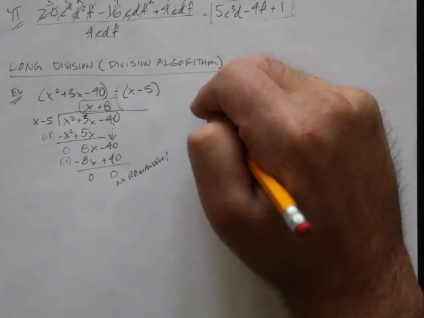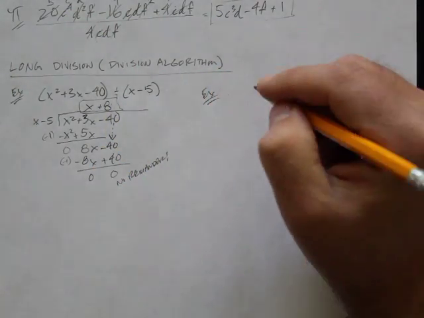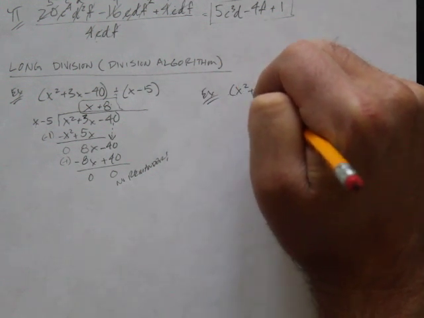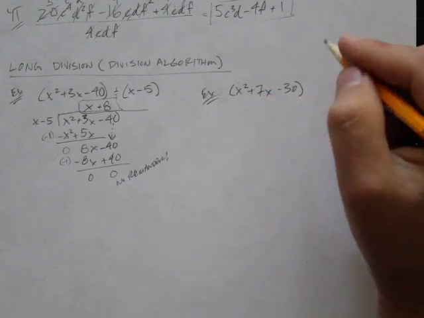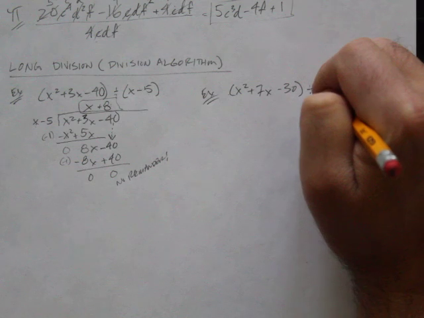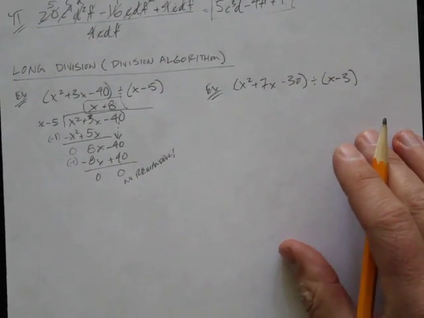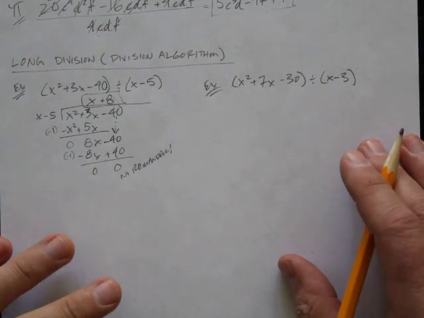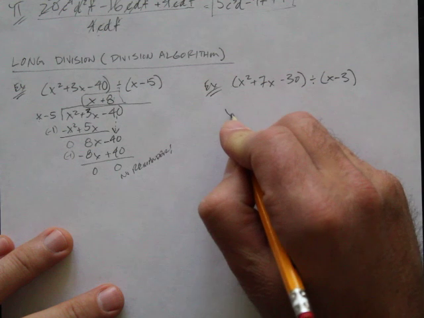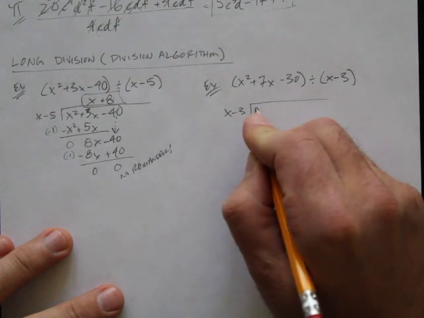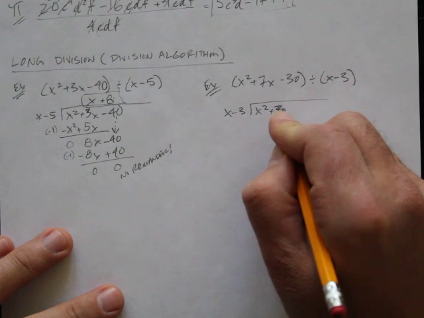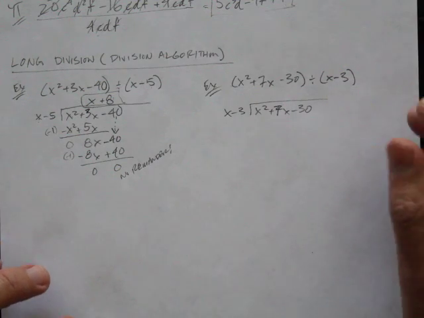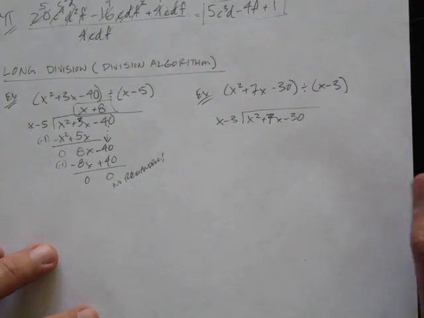Let's do another one. Let's try to write this problem down the right way this time. x squared plus 7x minus 30 divided by x minus 3. All right, let's do this one again together, and then I'm going to have you do a couple of Utries. So I'm going to write x minus 3 here, x squared plus 7x minus 30. Double check to make sure I'm writing it right. Good. I wrote the example down correctly this time.